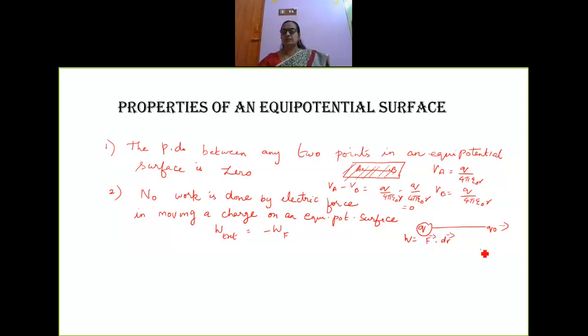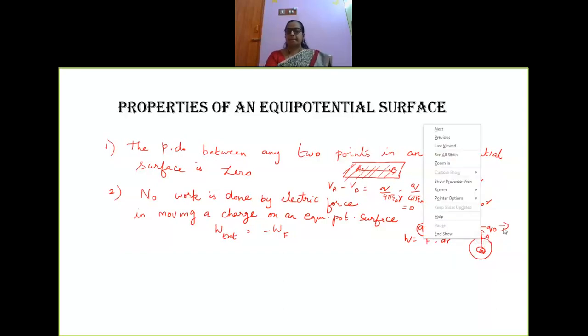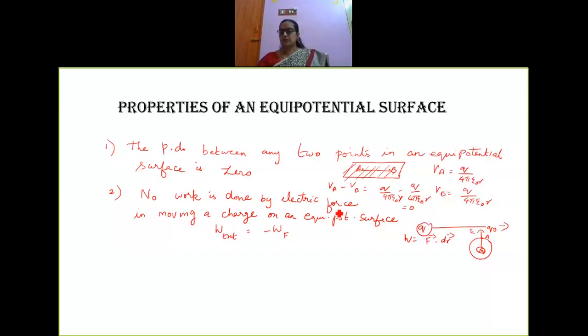Suppose I take a positive charge here, and I have a concentric sphere here. This is plus Q, and what is the electric field? The electric field is along this direction. Now, let me consider a point here. How will the charge move from A to B? Now, suppose this is B. How will the point move from A to B? This is how it moves.